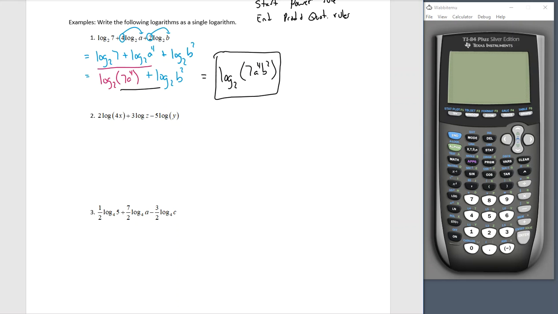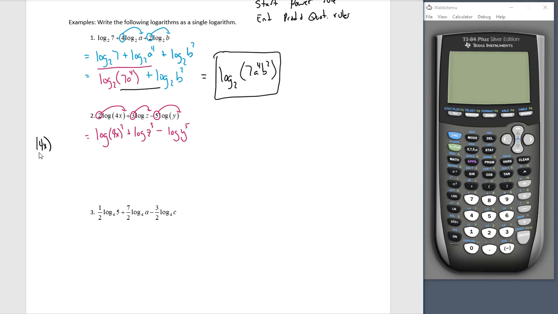All right, let's try this again. Let's start here. We're going to take the 2 and put it on as an exponent of the 4x. Both the 4 and the x get it. Take the 3 up and take the 5 up. So this is log of 4x squared plus log of z cubed, I'll always cross my z's, minus log of y to the 5th.